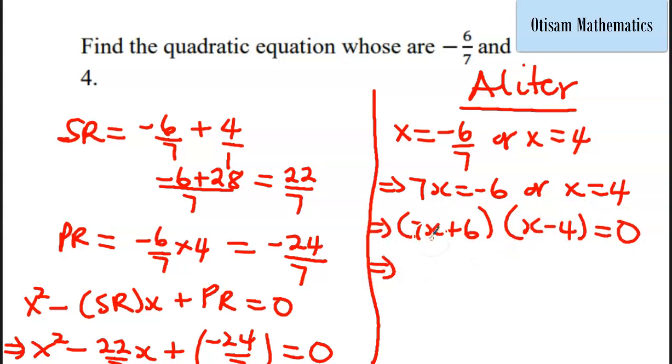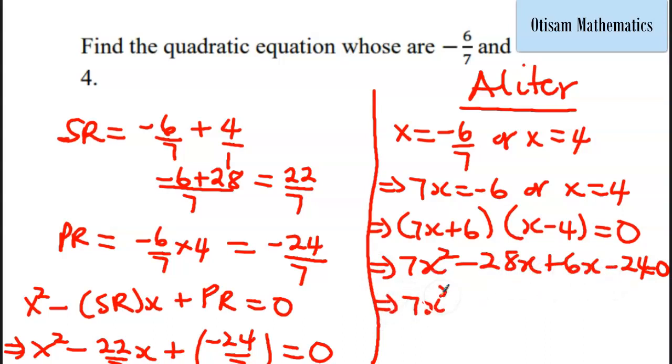You then multiply them. 7x times x, 7x squared, minus 28x plus 6x minus 24 is equal to 0. So minus 28x plus 6x, we have 7x squared minus 22x minus 24 is equal to 0. So you have to choose the method that you are comfortable with. Let's look at the last question.